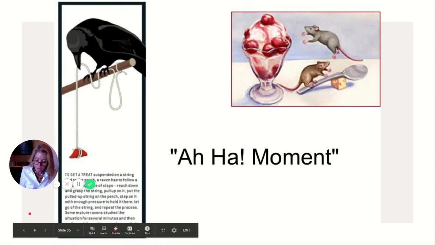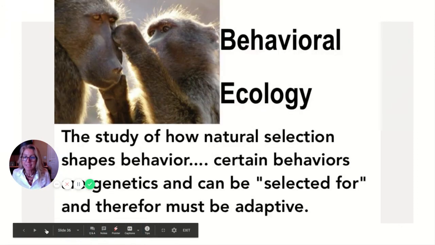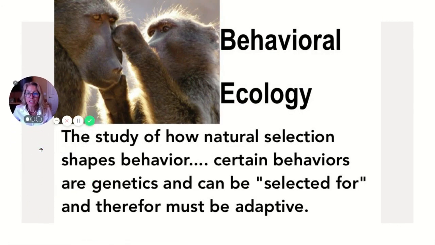And then ravens have learned to retrieve food. Sea otters save rocks to bash open clams. So that is another example there. All right, next. We're gonna go into behavioral ecology next, and I'm gonna pause this video here and we'll make the next video part 2.